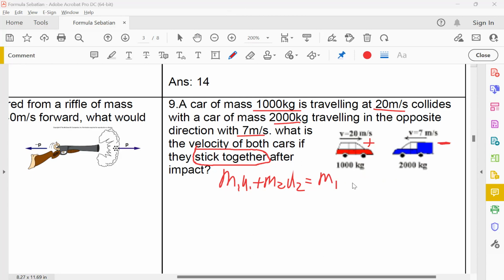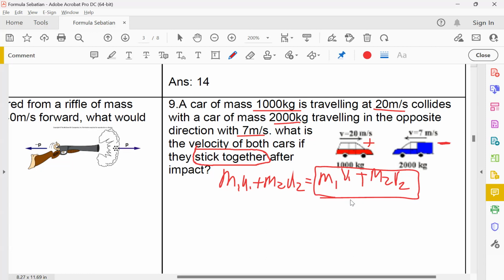Xinyan, you're right already, by the way. Okay, M1U1 plus M2U2. What is it? If they stick together, what's happening when they stick together? Think about it. They both have the same velocity. Oh, yeah, they both have the same velocity, right? So what would the formula be? Will that be M1V1 plus M2V2 or not? Is this possible? Will this be the correct formula or not if they stick together?